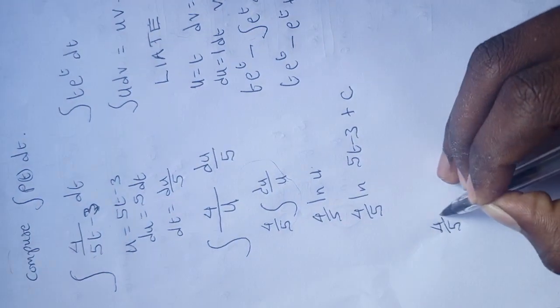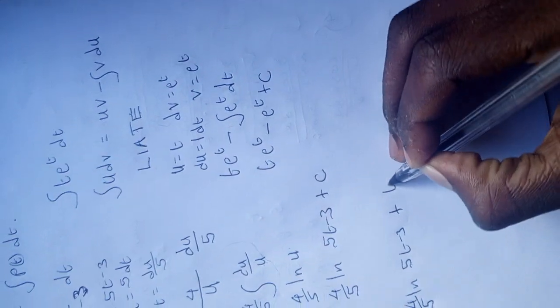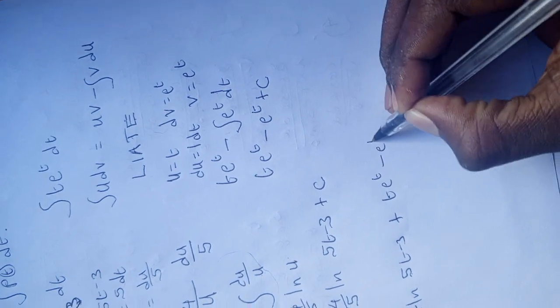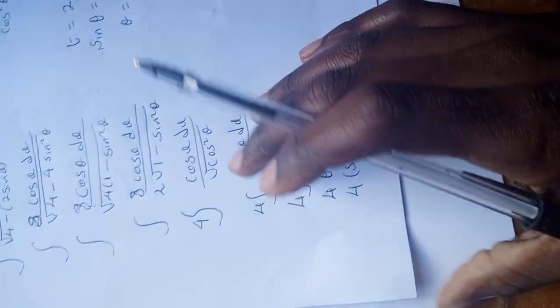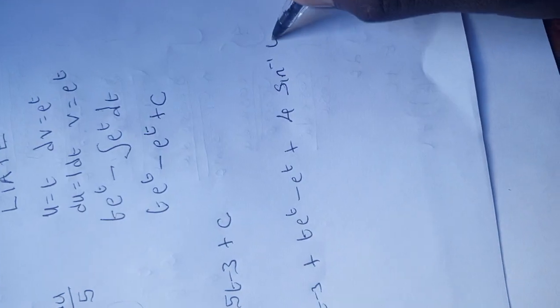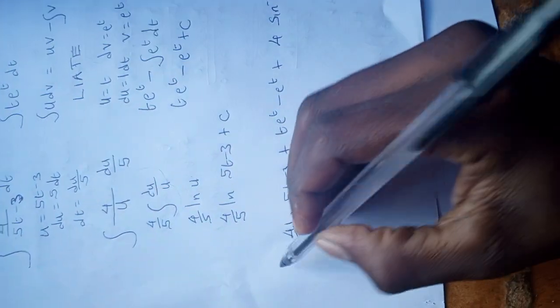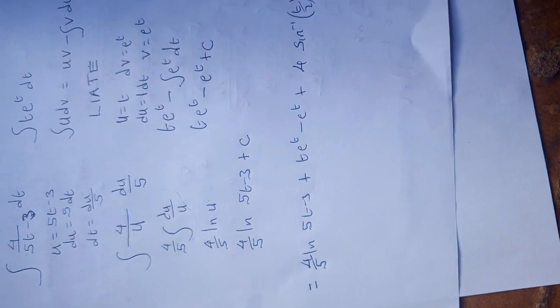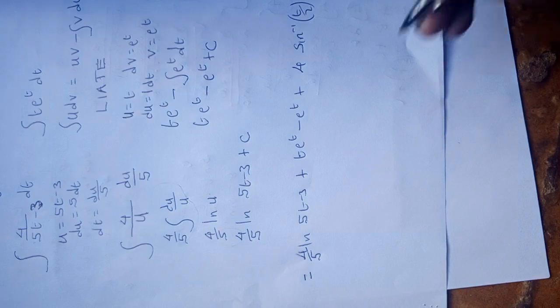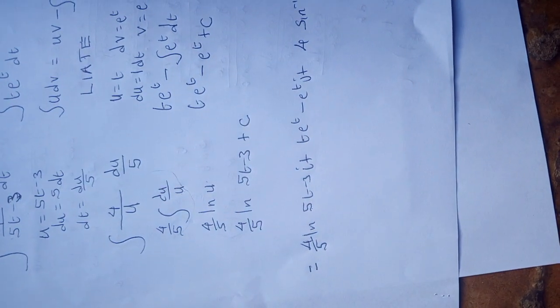So let's write our final answer. Our final answer is going to be 4 over 5 ln of 5t minus 3, then plus this guy, t e exponential t, plus, go to the other side. Check, we have 4 sine inverse t over 2 plus 4 sine inverse t over 2, then all of these plus c. So this will be our final answer for the integral. Let's put these since there are parameters.